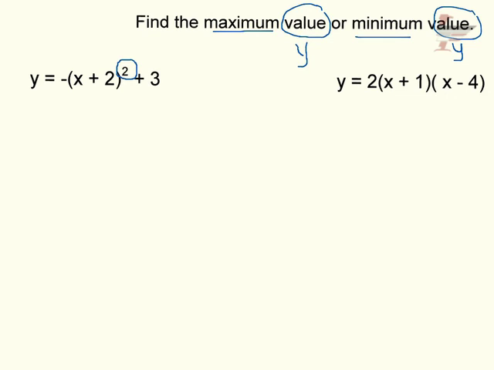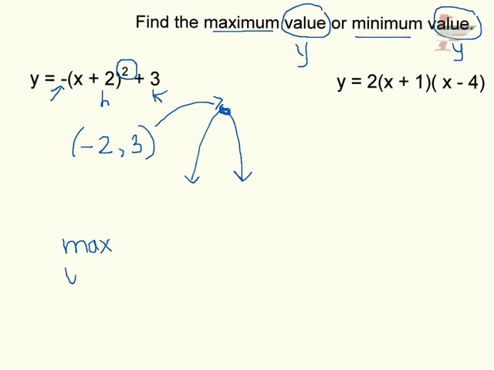So you know that your vertex is HK, tricky H, right? So -2 and 3. And A is negative, so I know that it's opening down so that I have a maximum point, right? So my maximum value is y equals 3.